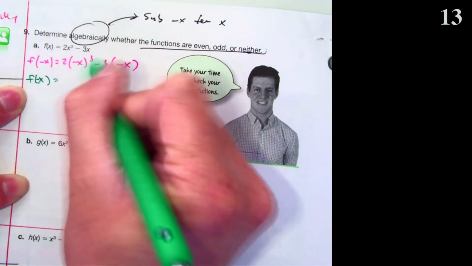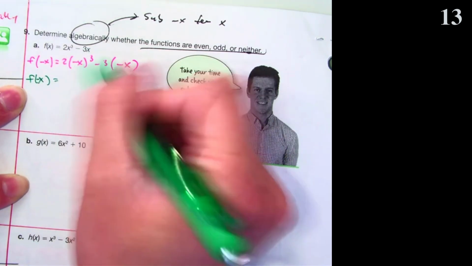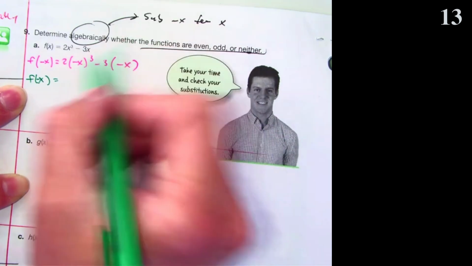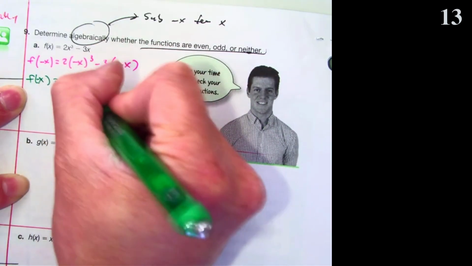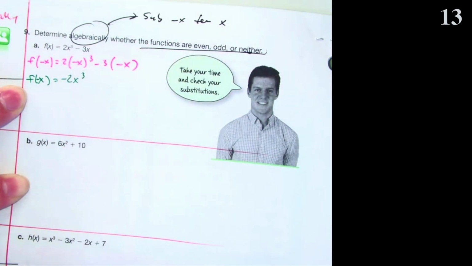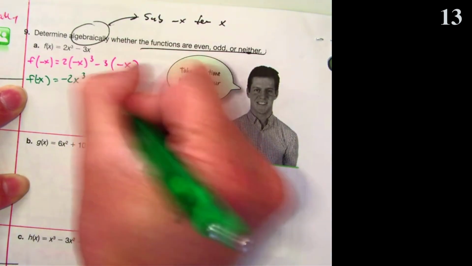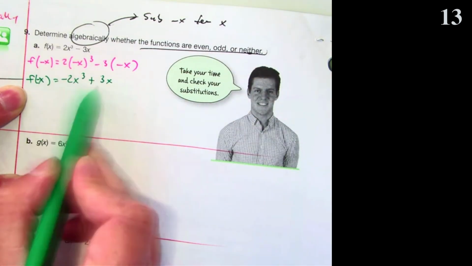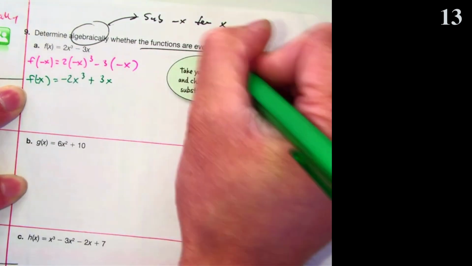And then I'm going to use exponents. Negative x times negative x times negative x is negative x to the third, times 2 is negative 2x to the third power. This becomes a positive 3x. Notice how this is not the original problem, so it's not even.